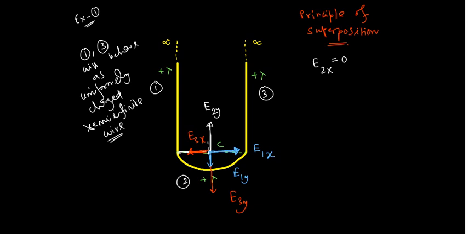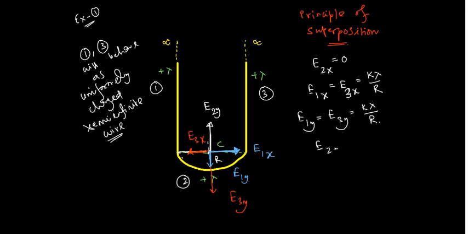Now one by one, E1x is equal to E3x, which is equal to k lambda by r, if I consider the radius to be r. Similarly, E1y is equal to E3y, which is also equal to k lambda by r, and E2y is equal to 2k lambda by r. All these are previously calculated values. You have to remember those values.